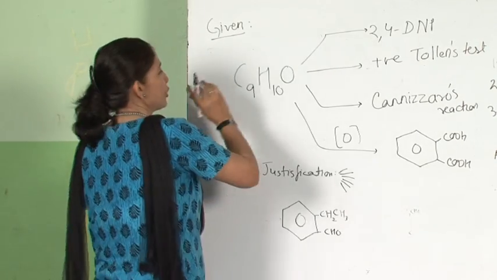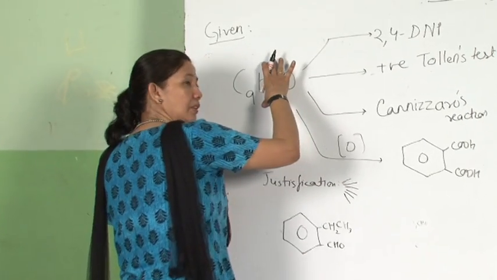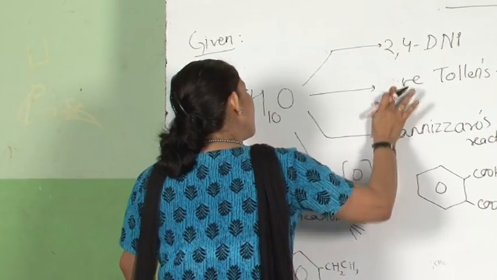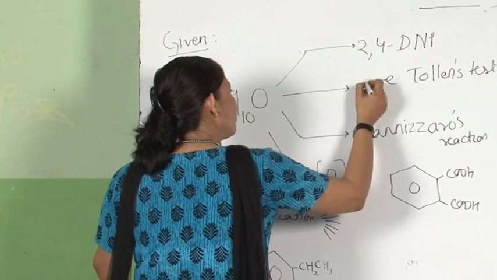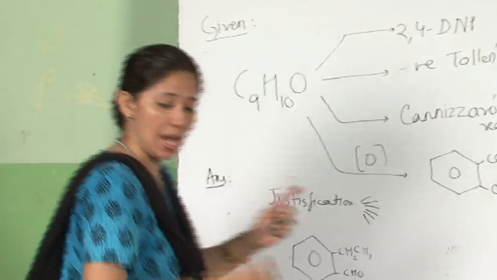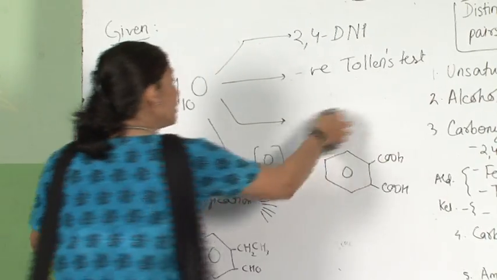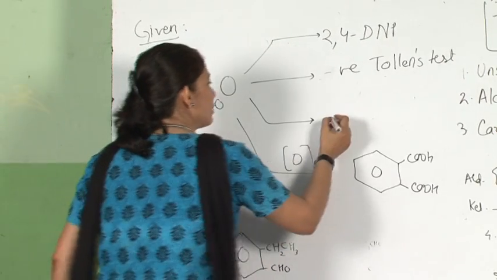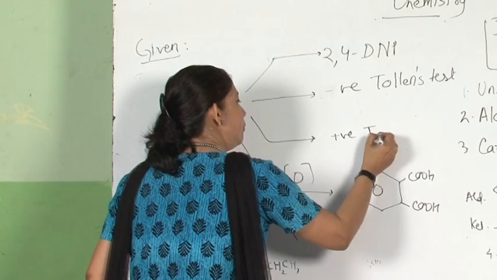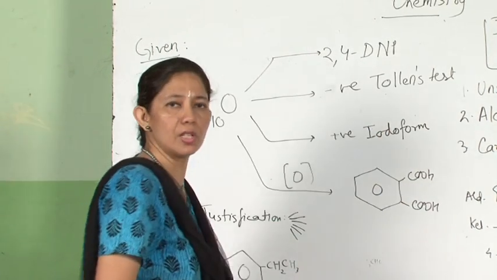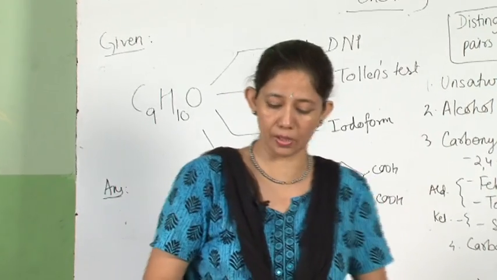Now let us suppose the question is, the same organic compound is giving 2,4-DNP. It is giving negative Tollens test. And then in place of Cannizzaro's reaction, if I just write that this is giving me positive iodoform test. I hope the previous one you have understood. Since it was asked last year, there is always a possibility it may be asked this year also.